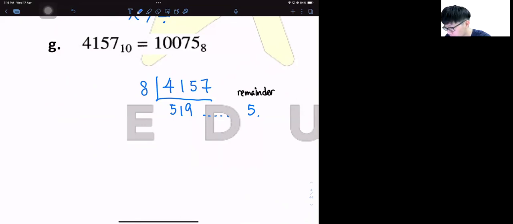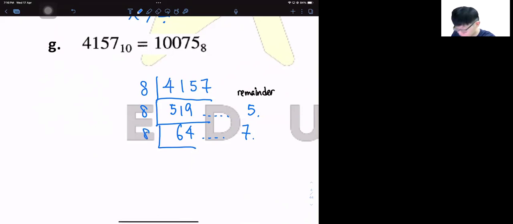Okay, I'll tell you when to stop. But if no questions, then you gotta continue. So keep dividing by 8. So 519 divided by 8, you see 64 dot dot dot. What do you write there? Okay, so 0.875 times 8, then you see 7. Okay, so continue.